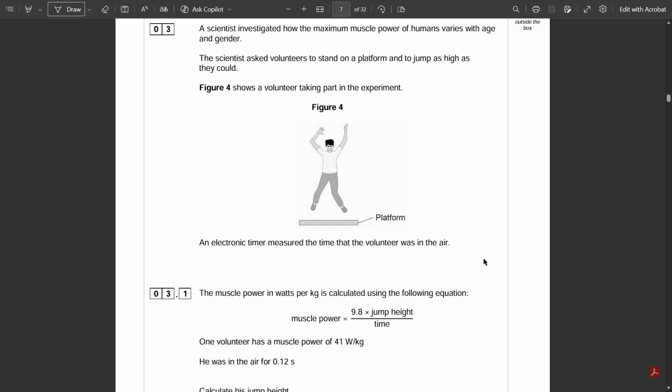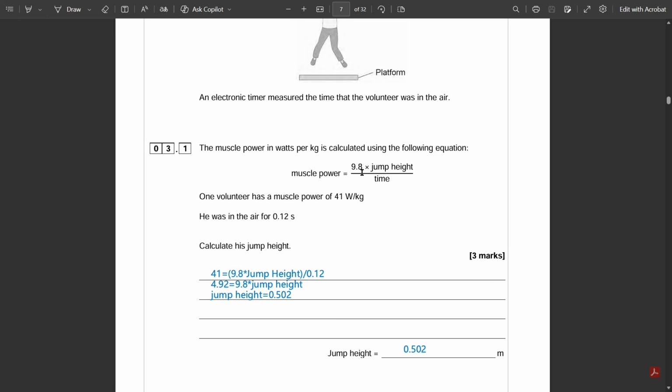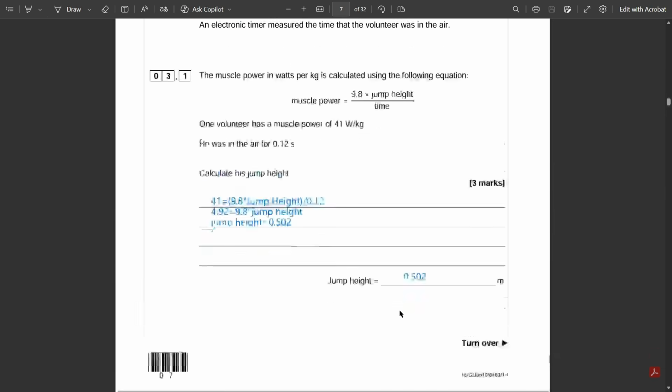An electronic timer measured the time that the volunteer was in the air. The muscle power in watts per kilogram is calculated using the following equation. Muscle power equals 9.8 times jump height over time. One volunteer has a muscle power of 41 watts per kilogram. He was in the air for 0.12 seconds. Calculate his jump height. Well, it's 41 equals 9.8 times jump height over 0.12, just plugging the numbers in. Multiply both sides by 0.12, divide both sides by 9.8 and you get a jump height of 0.502 meters.